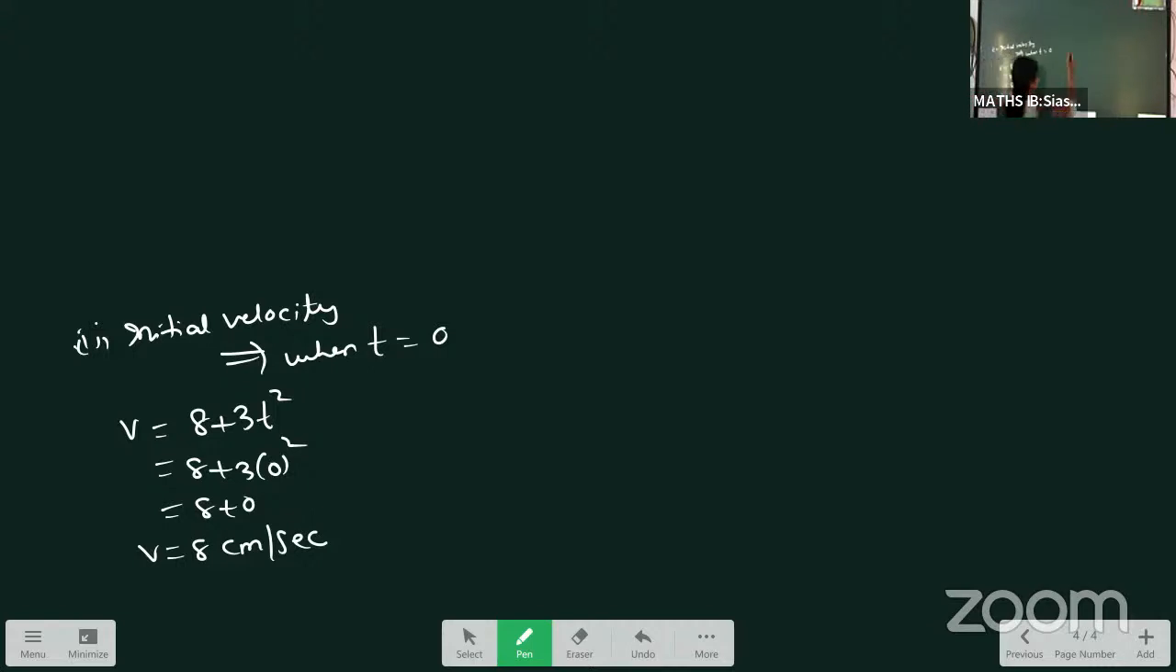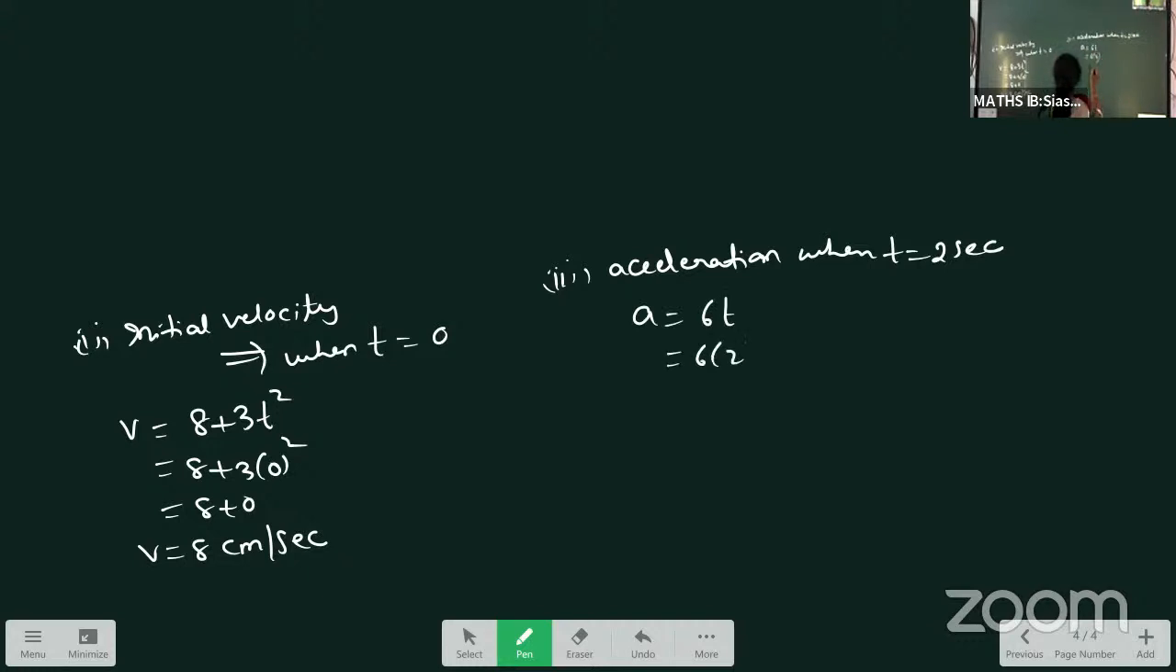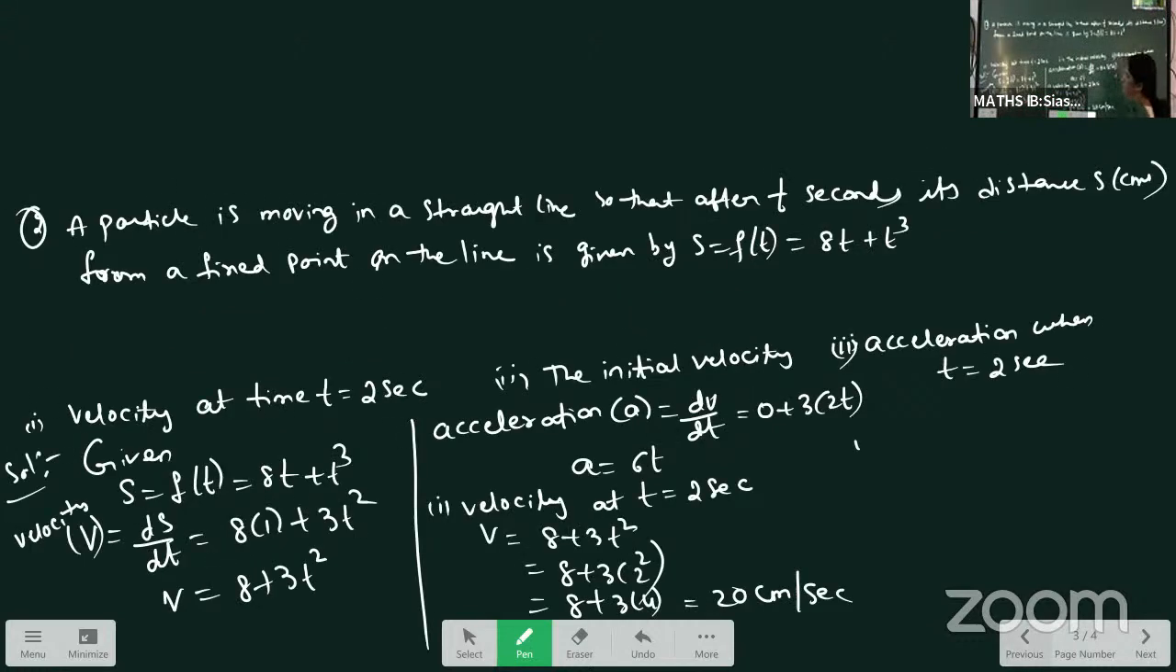Next, third bit. Acceleration when t is equals to 2 seconds. So what is acceleration? A is equals to, we got it as 6t. So 6 into 2, t means 2, is equals to 12. So what are the units for acceleration? Centimeter per second square. So like this, we have to find out centimeter per second and centimeter per second square. So like this, we have to solve it.